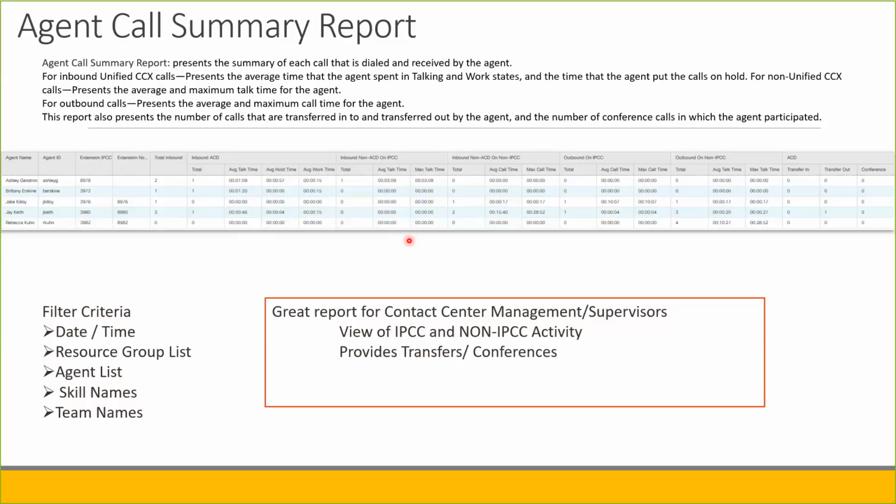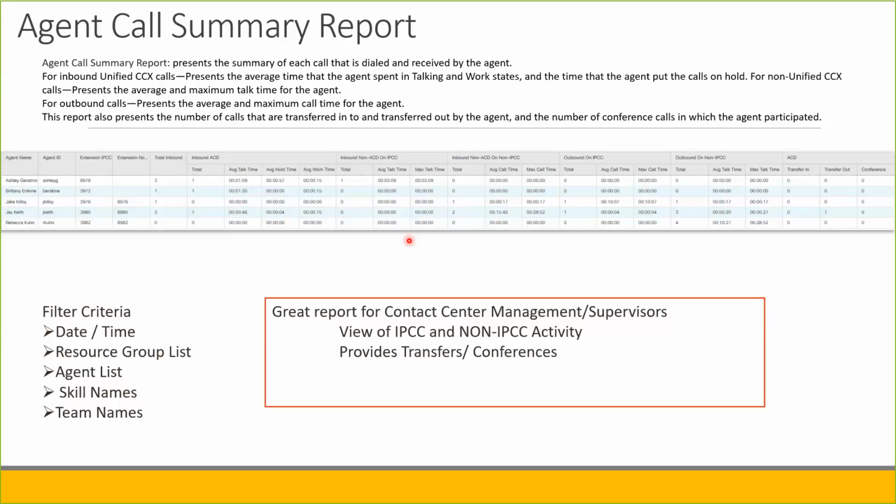And if you're not familiar with this report and you have had that question in the past, definitely find this report and get used to it, because it's a really great understanding of not only how many calls are coming into the agent from the CSQ and how they are handling those calls, but how long they are taking on outbound calls. And is it outbound on IPCC? A lot of the time that's a recorded line, depending on people's environments.